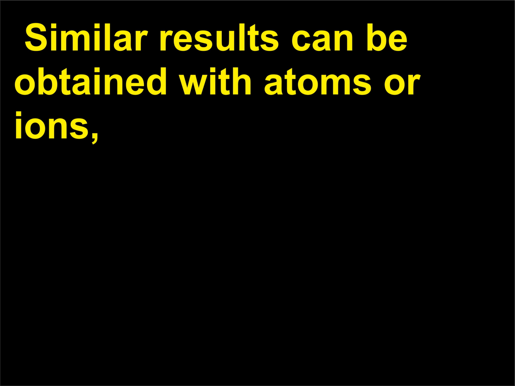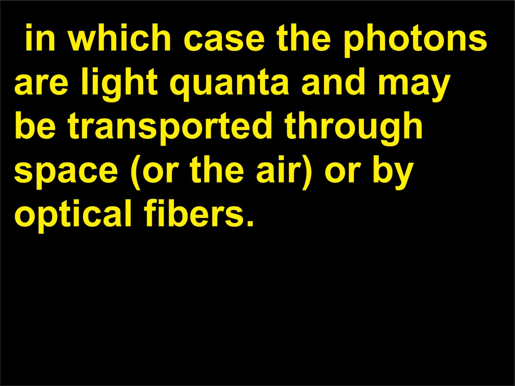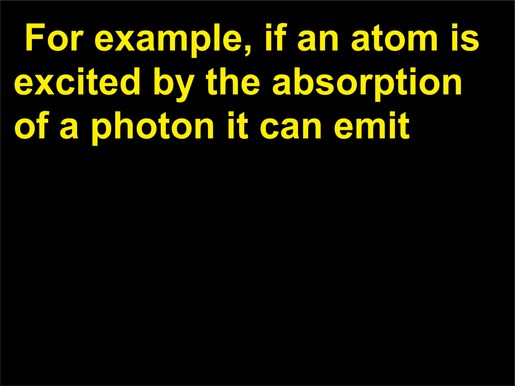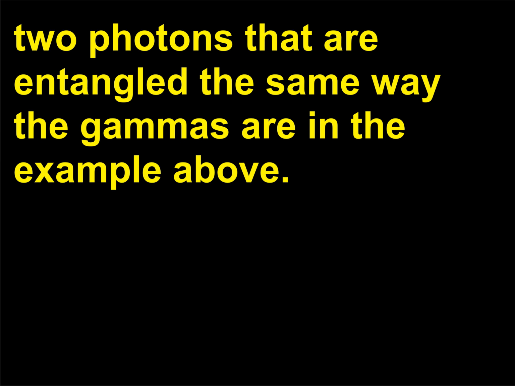Similar results can be obtained with atoms or ions, in which case the photons are light quanta and may be transported through space, or the air, or by optical fibers. For example, if an atom is excited by the absorption of a photon, it can emit two photons that are entangled the same way the gammas are in the example above.